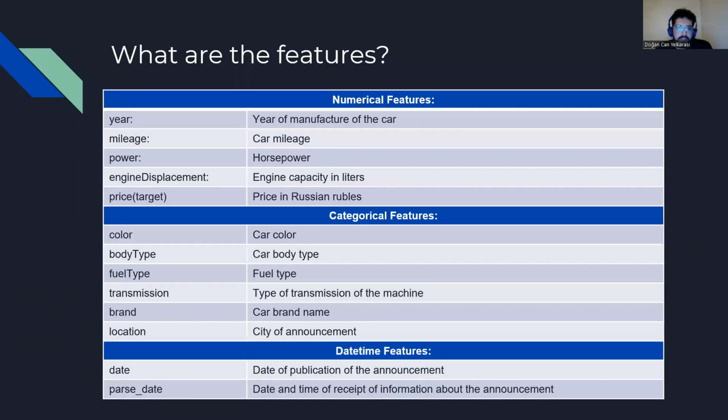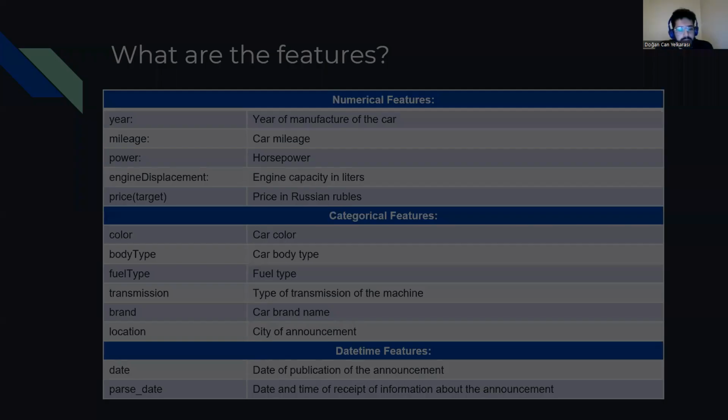What are the features? To put it briefly: year, mileage, horsepower, engine capacity in liters, price, and so on. Categorical features are car color, car body type, fuel type, type of transmission, the car brand name, and city of announcement. Datetime features are the date of publication of the announcement and the date and time of receipt of information about the announcement. Next slide, please.